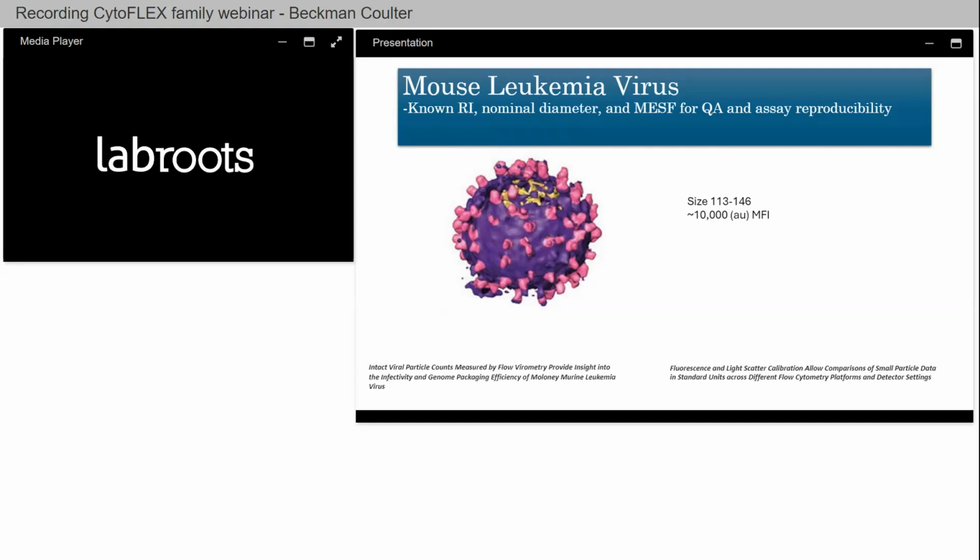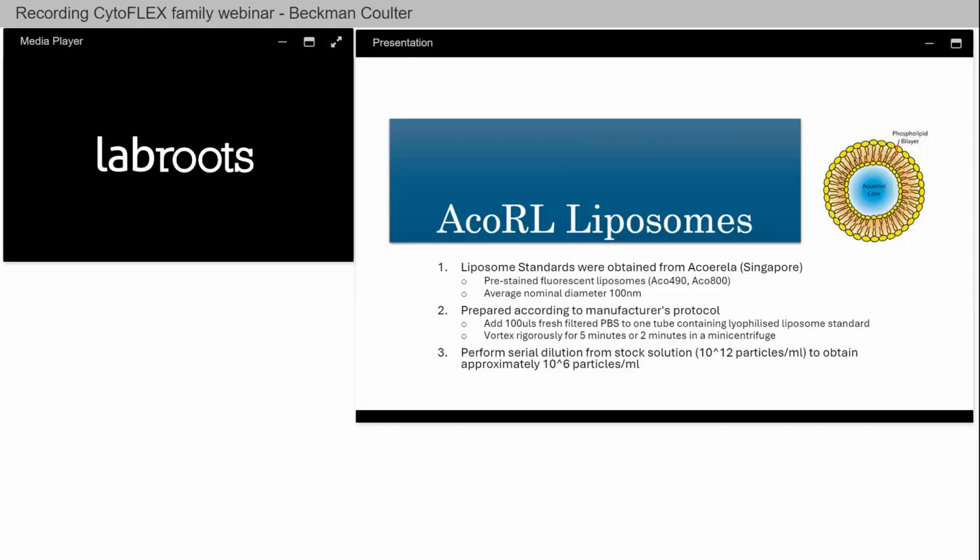Unfortunately, they're not available anymore, as they were a lovely product. And I think if you just maybe find yourself a virologist, you may be able to get your hands on a similar product. We also purchased from Acarella some ACO-RL liposomes. These are reference liposomes, obviously, and again, well characterized with intrinsic fluorescence. Hence, we can actually understand everything we need: the concentrations, the diameter, and the fluorescence intensity. So a very good product to push forward.